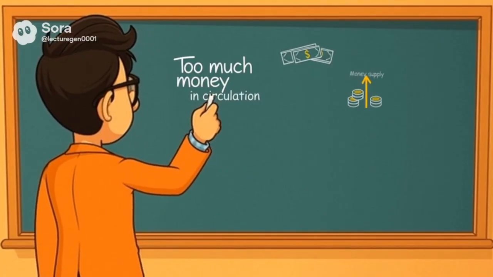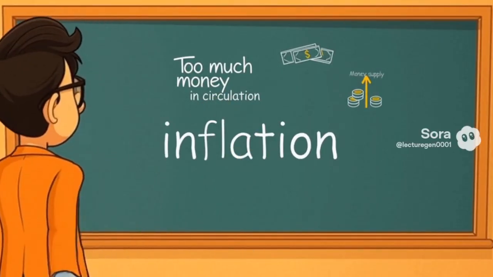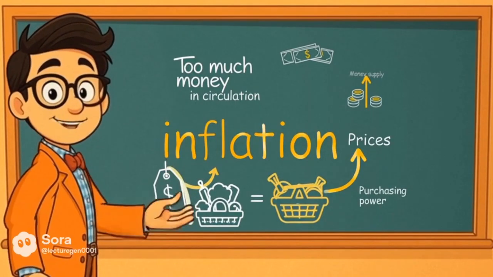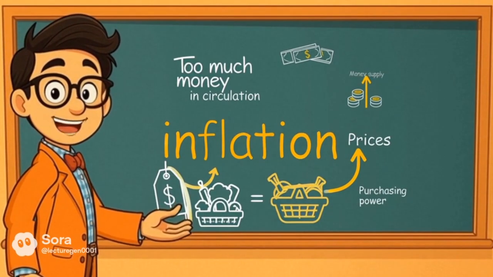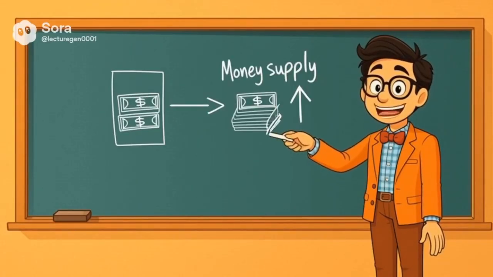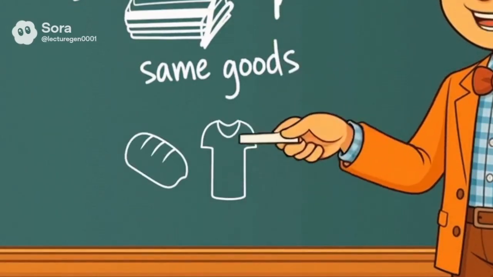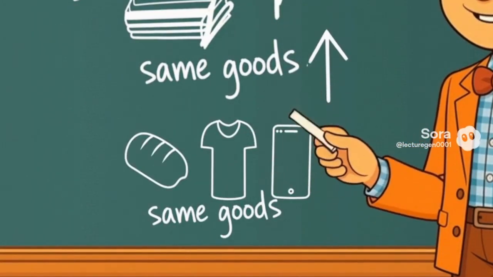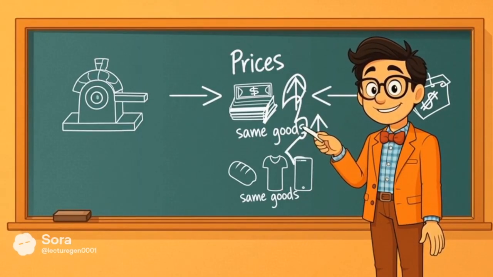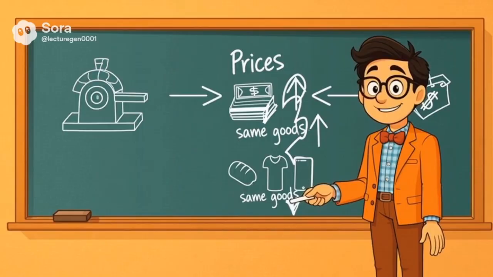Next, let's consider what happens when too much money is put into circulation. Inflation occurs when prices rise across the economy, reducing the purchasing power of money. One common cause is when governments print too much money or increase the money supply too rapidly. When there's more money chasing the same amount of goods, prices go up.